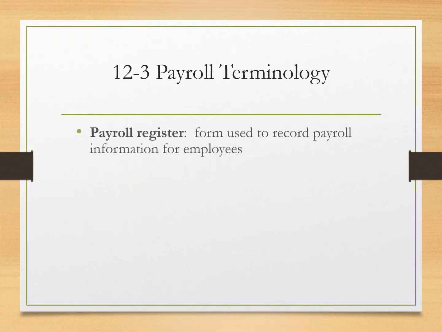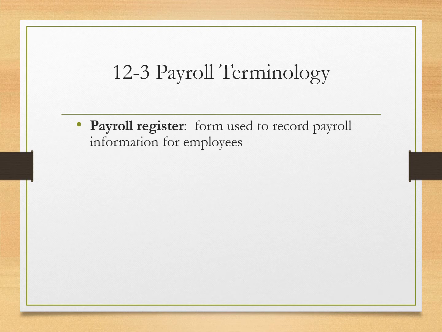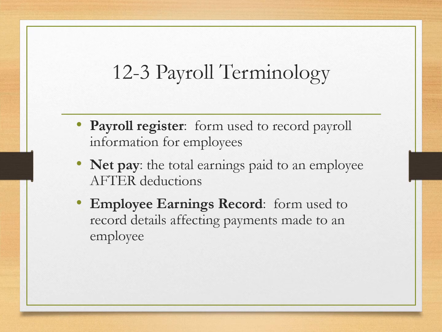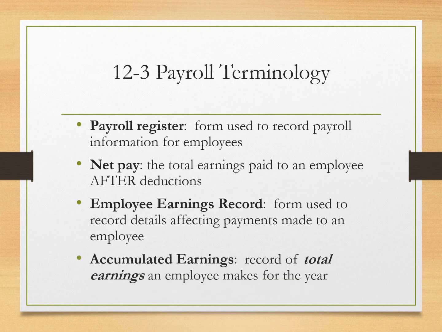12-3 Payroll Terminology. Payroll register. A payroll register is a form used to record payroll information for employees. Net pay. The net pay is the total earnings paid to an employee after deductions. Employee earnings record is a form used to record details affecting payments made to each employee. Accumulated earnings. Accumulated earnings is a record of total earnings an employee makes for the year.